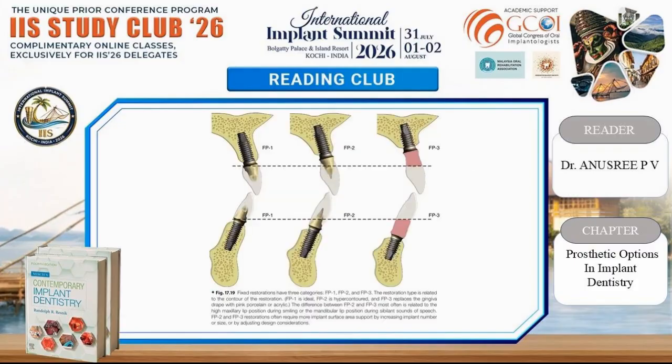Figure 17.19 represents fixed restoration, which has three categories, that is FP1, FP2 and FP3. Restoration type is related to the contour of the restoration. FP1 is ideal, FP2 is hypercontoured, FP3 replaces the gingiva, draped with pink porcelain or acrylic. The difference between FP2 and FP3 most often is related to the high maxillary lip position during smiling or the mandibular lip position during sibilant sound of speech.